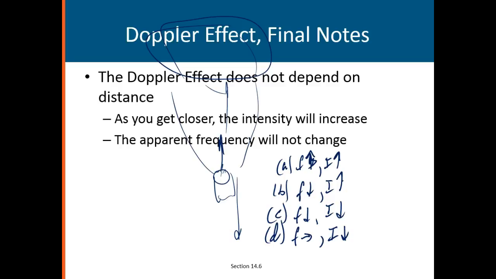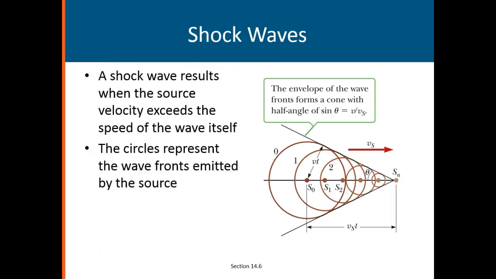Now, 14.6 is shock waves. Okay? Oh, it's 14.6.4. 14.6.3 was the general case. 14.6.2 was the source moving relative to a stationary observer. 14.6.1 was the observer moving toward a relative stationary source. So all this is still in 14. This is the last section in 14.6, and this is the fourth one, shock waves.